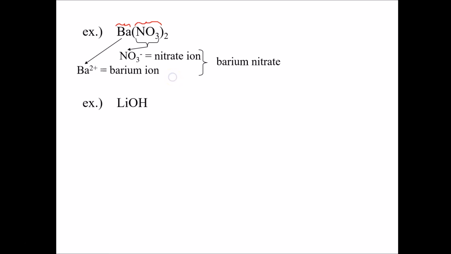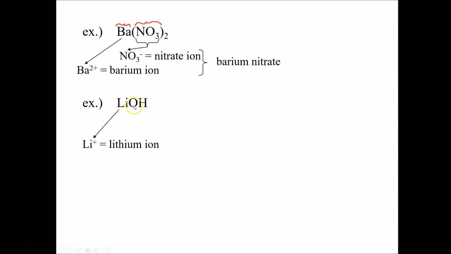All right, let's try another one. LiOH. Remember, that's not 3 things. That's only 2 things. It's only 2 ions. The first part is the metal. Li is the metal. What metal is that? Well, you look on your periodic table. Li is lithium, right? Does lithium need a Roman numeral? It's in group 1, so no, it doesn't. It's always +1, so it's just lithium.